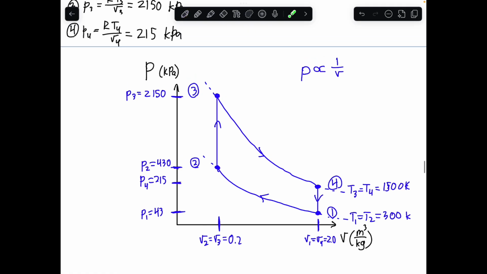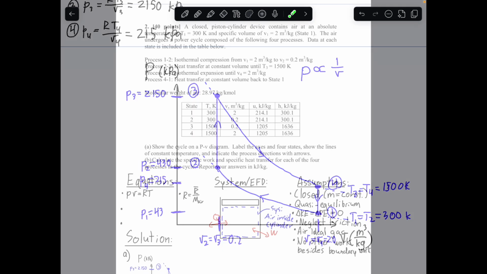So this will be our final answer for our PV diagram. It should look something like this. Again, maybe yours looks a little bit different with just the exact placement of all of these points and all of the lines and how you draw them. But as long as you get the general trends correct, then that's all that matters.